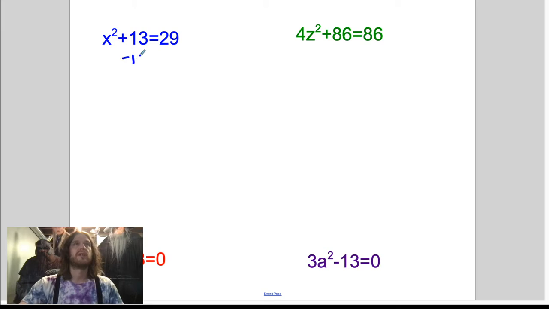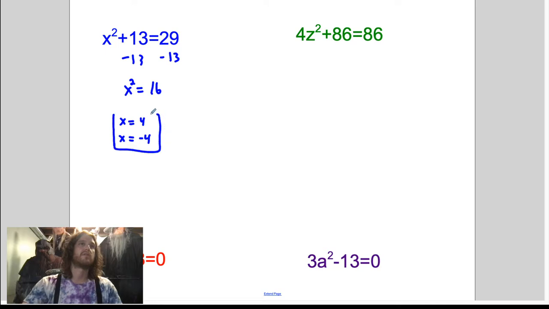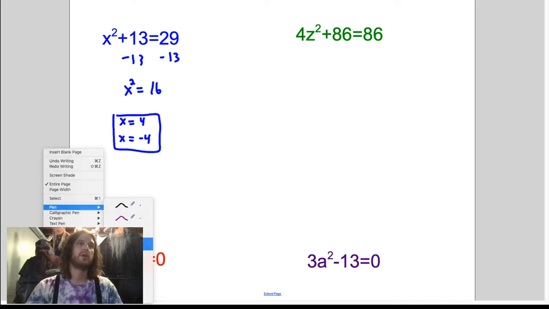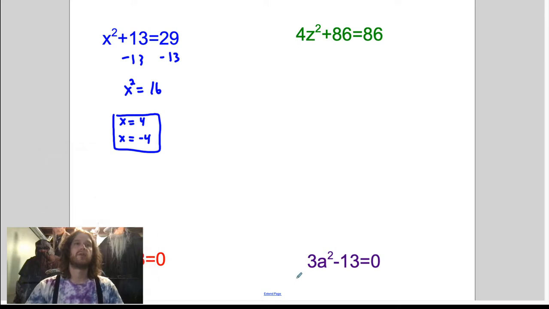Here we go. Minus 13, minus 13. So we'll end up with x squared equals 29 minus 13, which is 16. What number times itself is 16? Well, that's going to be x equals 4, and x equals negative 4 if we take the square root. The square root of 16 is 4.